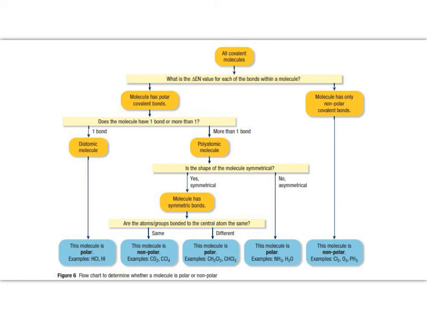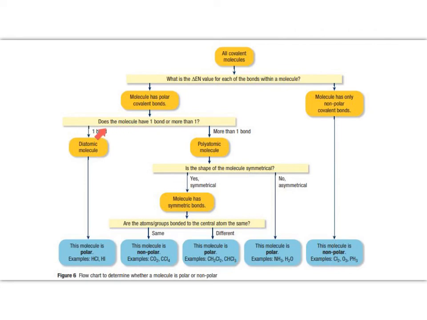This slide's got a flow chart to help you go through the steps to realize whether or not a molecule would be a polar molecule. If you start by considering any covalent molecule, you would look at the difference in electronegativity value for each of the bonds within the molecule. If the molecule has only nonpolar covalent bonds, then it has to be a nonpolar molecule. The trick is, if the molecule has polar covalent bonds, to decide whether or not it's a polar molecule.